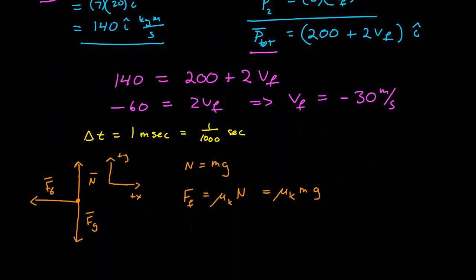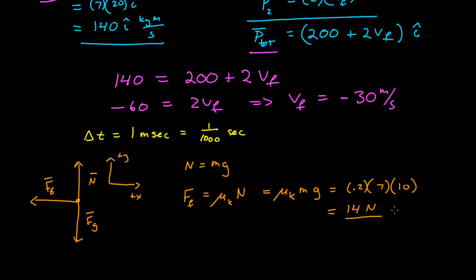Okay, so let's put in some numbers. Let's say it's sliding. Let's say our coefficient of friction is 0.2. The mass of the combined object was 7. And then g we'll just say is 10 to give us some rough numbers. So this is 1.4 times 10, so this is 14 newtons.